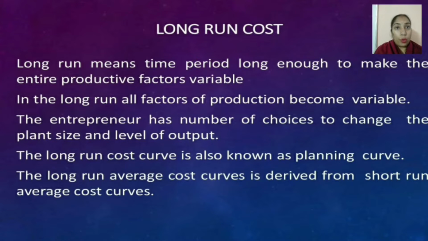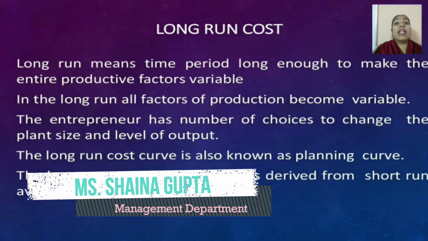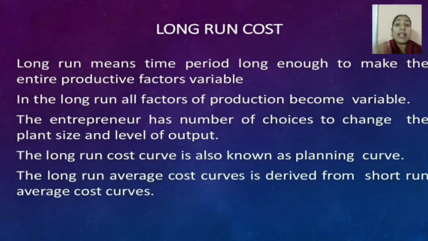Long run is the time period where all the factors of production become variable. Here the entrepreneur has a number of choices: he can increase the plant size or he can increase the level of output. The long run cost curve is also known as the planning curve, and the long run average cost curve is derived from the short run average cost curves.